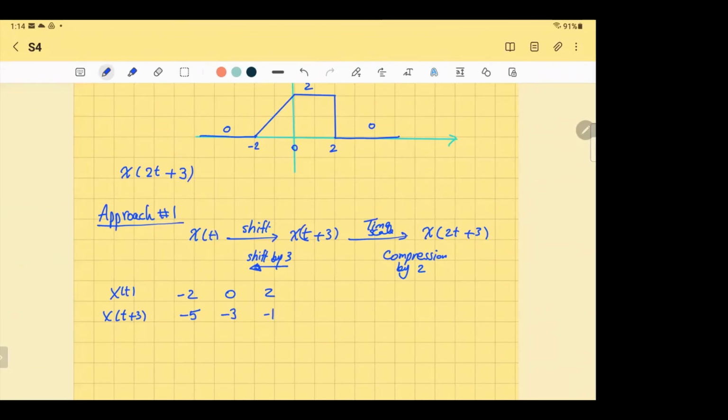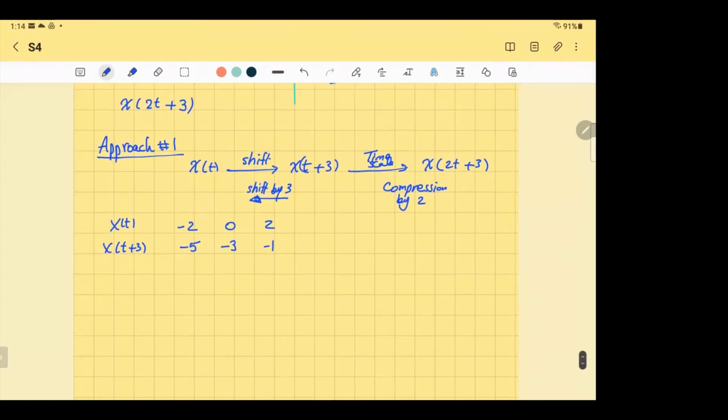Yes, there is another approach. You do the compression first, but I'm going to show you the other one. But this one, I prefer it. That's why I make the first one. So making the shift before the time scale is really good.